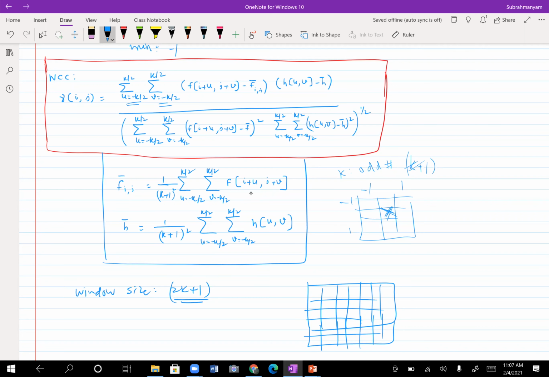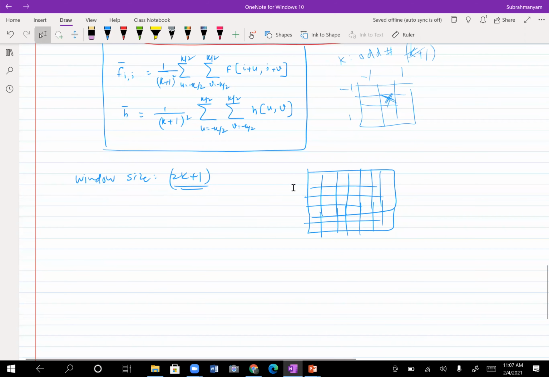So what does that mean now? 2k plus 1. Please make a note of that. Gamma: I am referring to the normalized cross correlation with gamma. This depends on the pixel location for which I am computing, let's call it i comma j. And now I am going to vary the u value from minus k to plus k, so notice it is varying over 2k plus 1 values. Similarly, the v value from minus k to plus k.